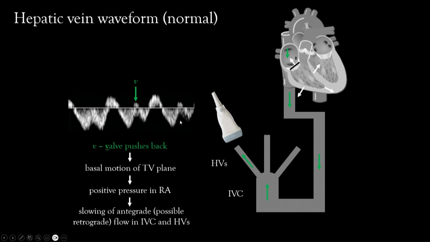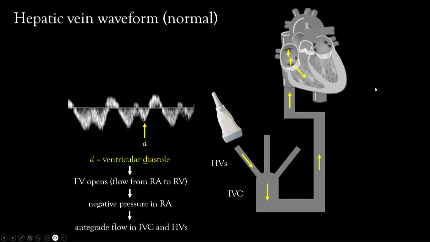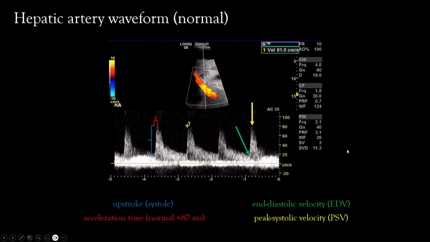V is when the valve pushes back. That's the mnemonic that I use. As the right ventricle starts to relax during diastole, but the tricuspid valve is still closed, you're going to have this sort of closed valve plane putting pressure back on the right atrium, which is either going to slow flow down or cause a temporary reversal of flow. Either one is normal as long as the V wave is very small above the baseline. And then finally, during diastole, the tricuspid valve will open up, and that creates this potential space. The right atrium can empty passively, and that can augment the antegrade flow within the hepatic veins.